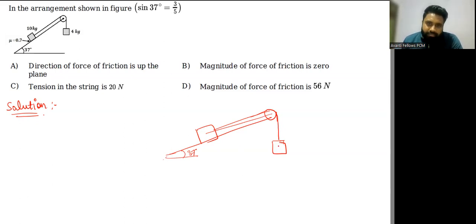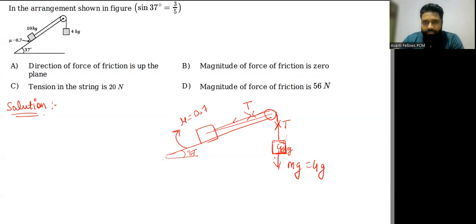Now if you see, this is a block of 4 kg and the tension will be developed at this end. One thing is also here, that this surface has friction, with a coefficient of friction of 0.7. Now, if I try to draw the FBD of this, the net pulling force will exert as mg, which is equal to 4g, because mass is 4 kg.